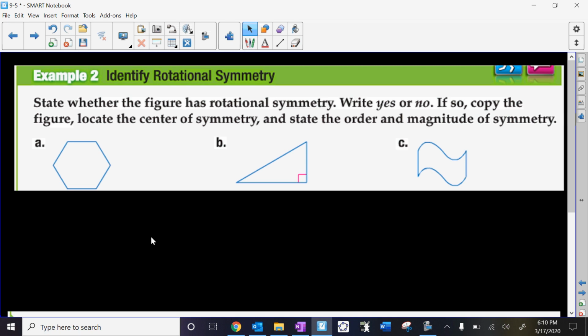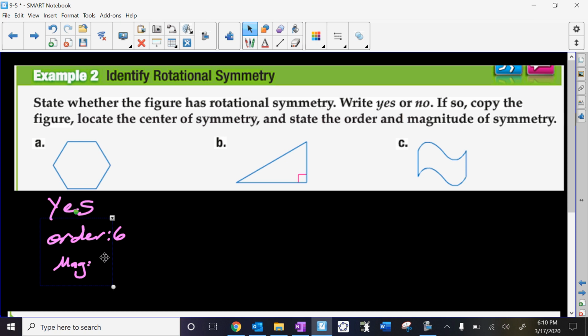Looking at letter A. Letter A does have rotational symmetry, so I'm just going to write yes. Then I need to come up with the order and the magnitude. The order is going to be how many times I can spin it. So this one really has the same number. The order is the same as the number of points on this thing. So it looks like 1, 2, 3, 4, 5, 6. Order is going to be 6. To find the magnitude, we take 360 divided by our order, and that will get us 60 degrees. Okay, so that's how you would do it.